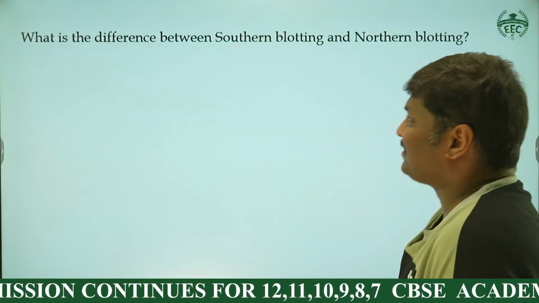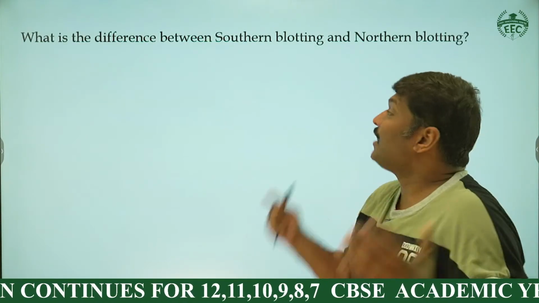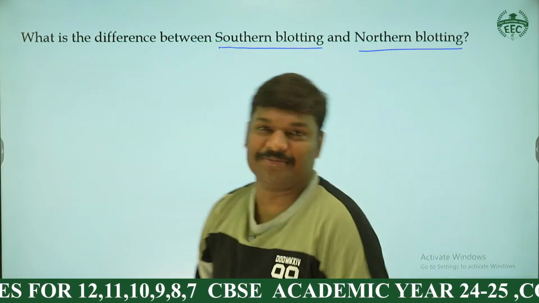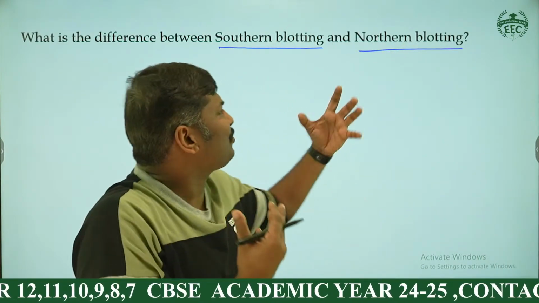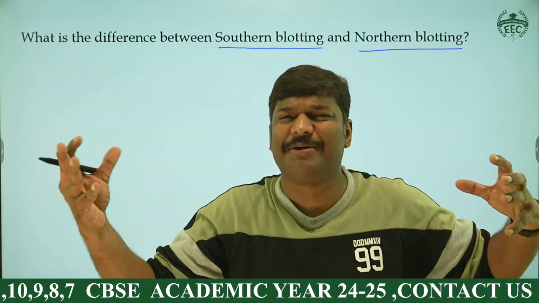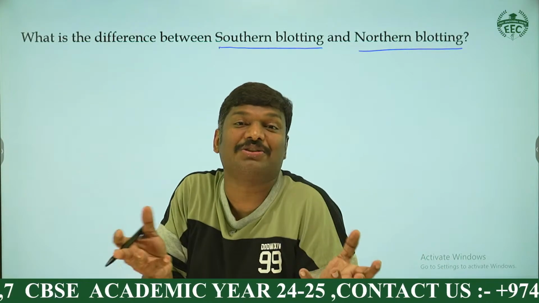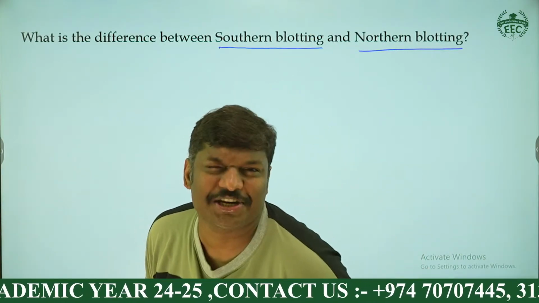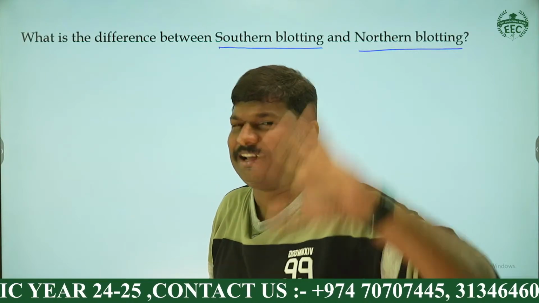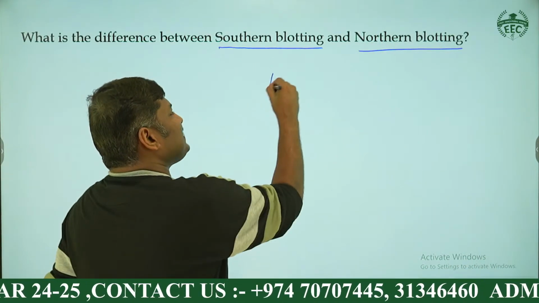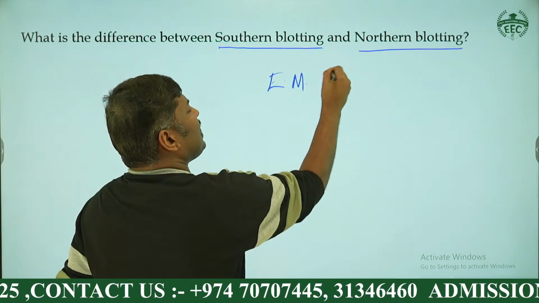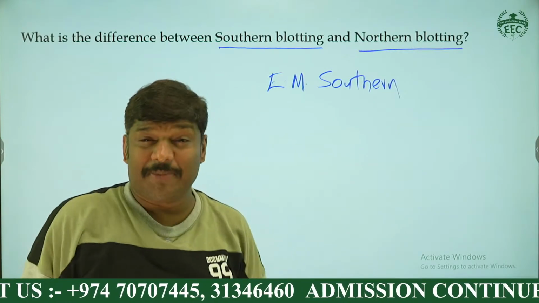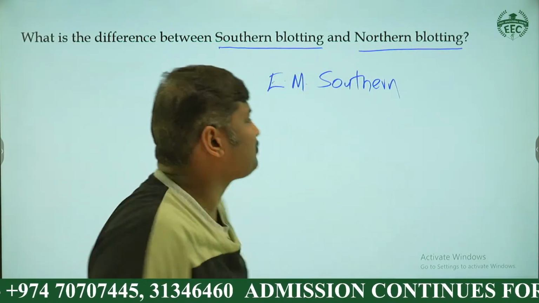Moving into the last question. What is the difference between southern blotting and northern blotting? When we are reading that question, we are thinking southern and northern means what? Related with north, south, west, east? No. It is not having any relationship with south, north, nothing. And here you can see there is a scientist named E.M. Southern. A scientist named E.M. Southern developed a concept called what?